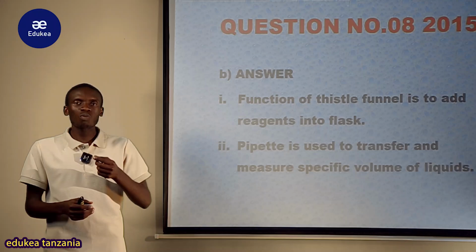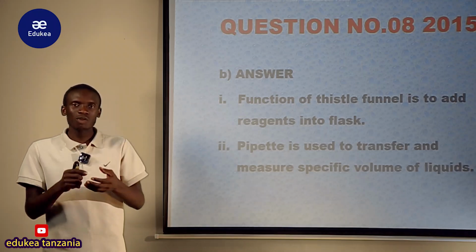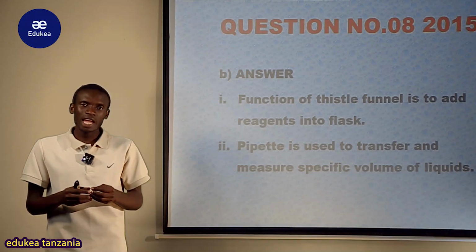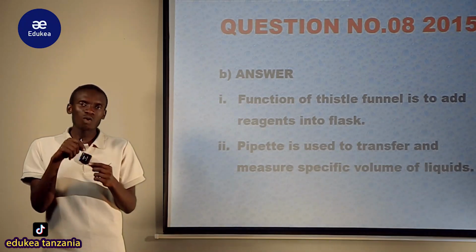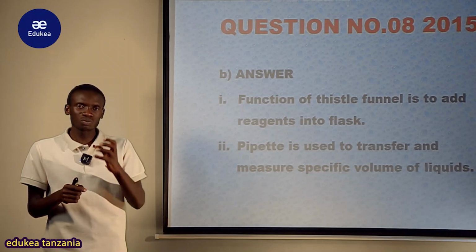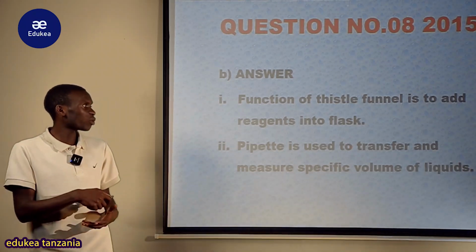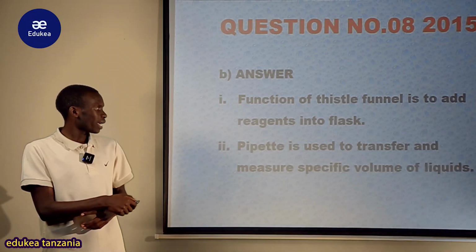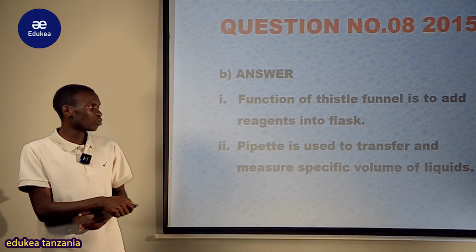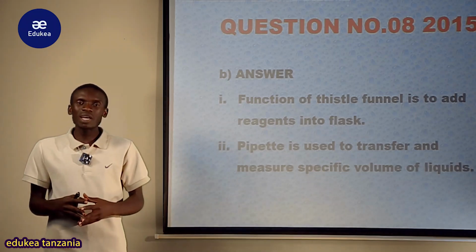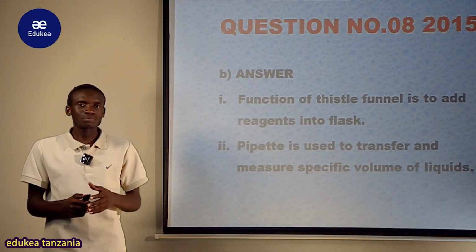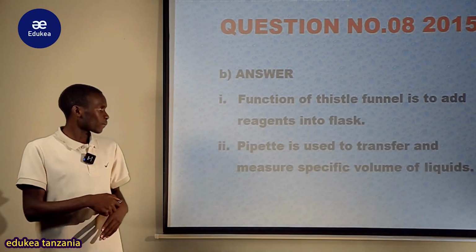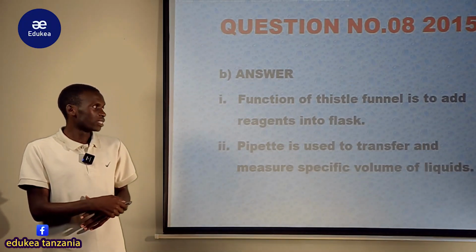Ni kifaa ambacho huwa kinawekwa juu ya mdomo wa vile flask, kwa mfano bottom flask au round flask ambazo zinakuwa zina mdomo mrefu halafu mwembamba. Kwa hiyo unaweka hilo Thistle funnel kama chujio, unaweka pale reagent zako, unakuwa unaadd kwa kutumia hiyo Thistle funnel. Tutakuja kuiona. Pipette is used to transfer and measure specific volume of liquid. Pipette yenyewe huwa inatumika kutransfer a specific volume ya liquid. Kwa hiyo ndo function ya pipette.